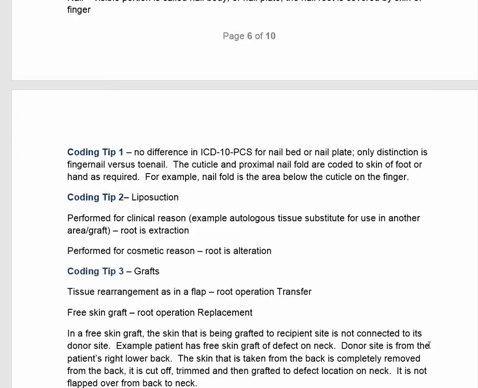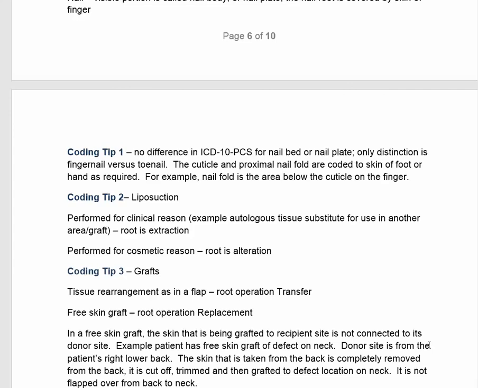Therefore, it is the root operation of extraction, because they're taking that tissue out and they're going to be using it later, maybe for some type of reconstruction after a major extensive surgery. If the liposuction is being done for a cosmetic reason, then the root operation is alteration.